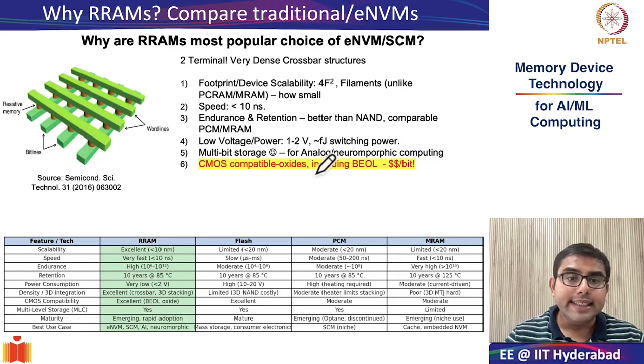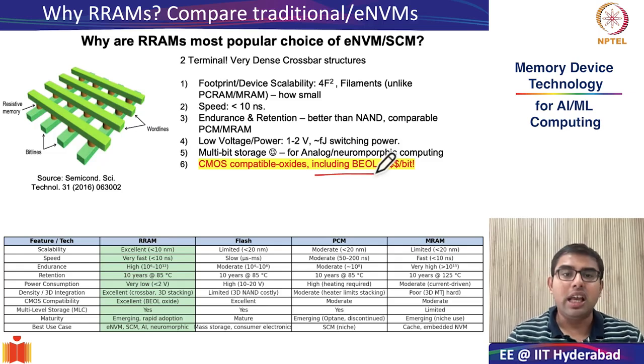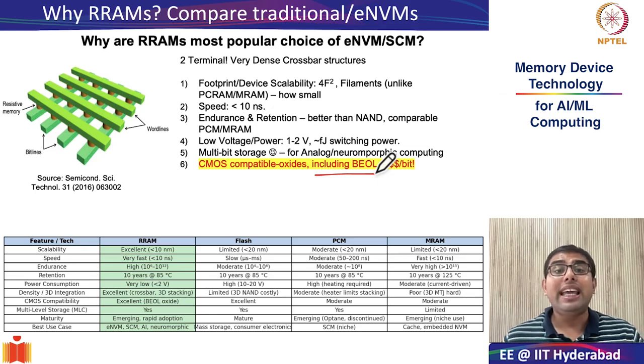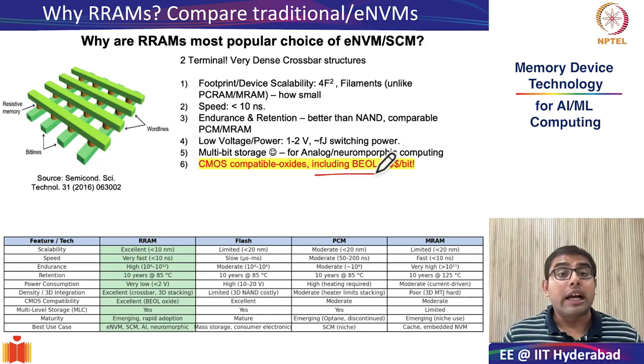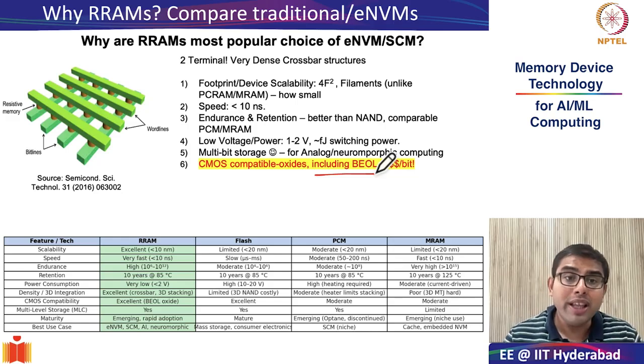Not only that, these CMOS compatible oxides can be grown at back end of the line compatible temperatures. What is the meaning of back end of the line compatible? It means it can be deposited even after the basic front end of the line logic processing is done. And so it is very easy to integrate front end of the line transistors with back end of the line RRAMs. This gives you very interesting functional integration along with very good dimensional integration. This is something that we will discuss a little later.